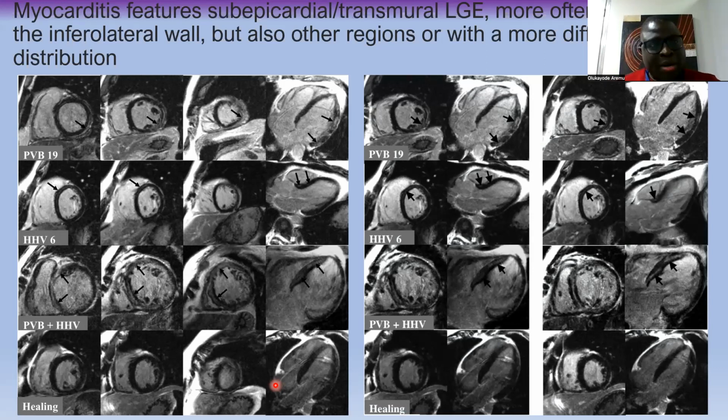So the myocardium here is of a patient that was infected with parvovirus. The second panel is herpesvirus, and the top panel is someone who was infected with parvovirus and herpesvirus. And then the last panel here on the left is where you see it healing. So these are the initial stacks that were collected on CMR before, and the arrows are showing the subepicardial and the transmural pattern of enhancement that is seen in this.